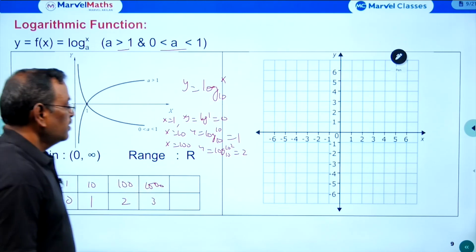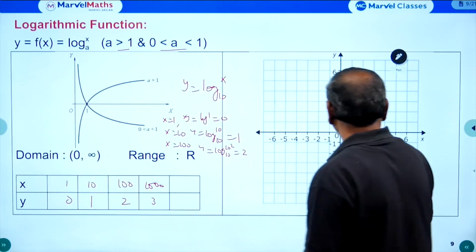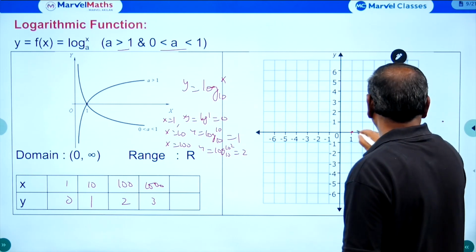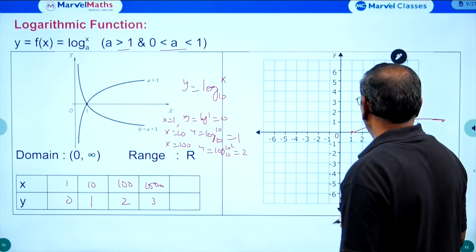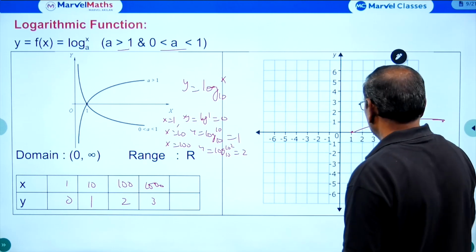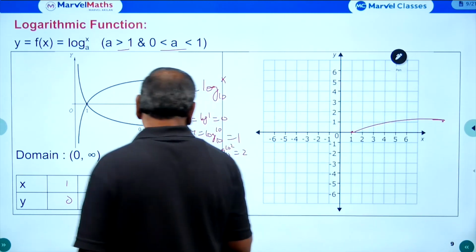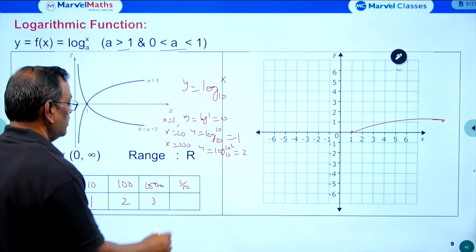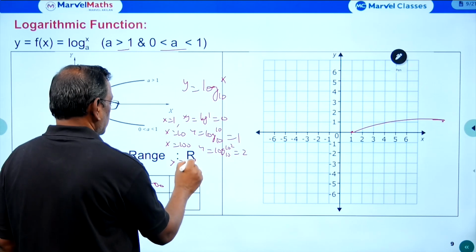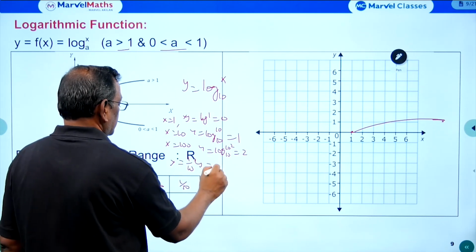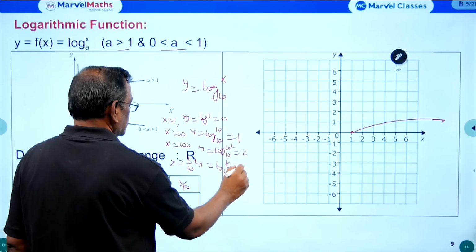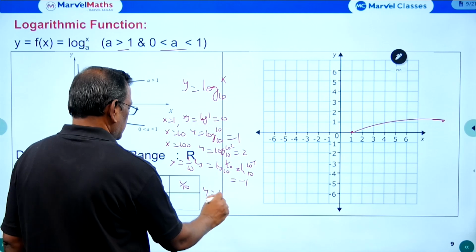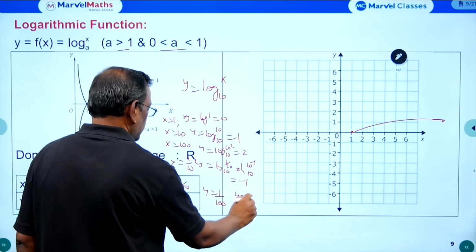So when x equal to 1, y equal to 0. When x equal to 10, y equal to 1. Similarly, when x equal to 1 by 10, y equal to log of 1 by 10 to the base 10, that is log 10 power minus 1 to the base 10, which is minus 1. When x equal to 1 by 100, y equal to minus 2.